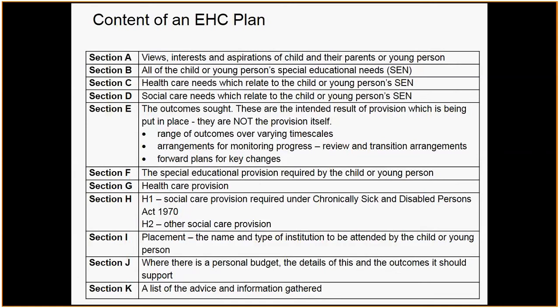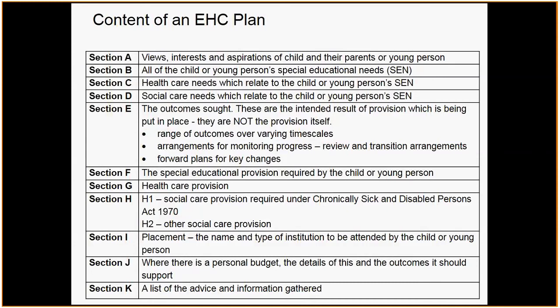Section E is the outcomes that are sought. These are the intended result of provision which is being put in place. They are not the provision itself. There should be a range of outcomes over varying timescales, arrangements for monitoring progress, the review and transition arrangements, and forward plans for key changes.